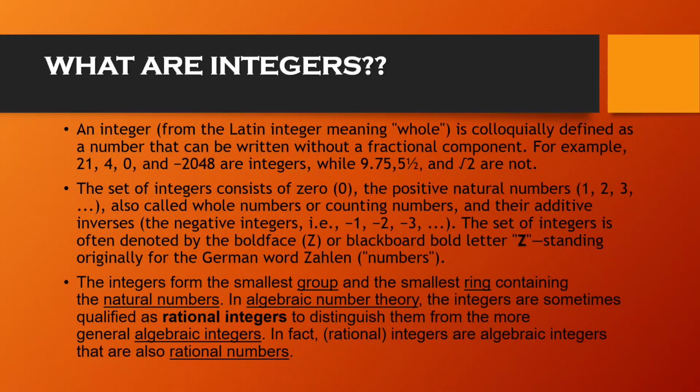The integers form the smallest group and the smallest ring containing the natural numbers. In algebraic number theory, the integers are sometimes qualified as rational integers to distinguish them from the more general algebraic integers. In fact, rational integers are algebraic integers that are also rational numbers.